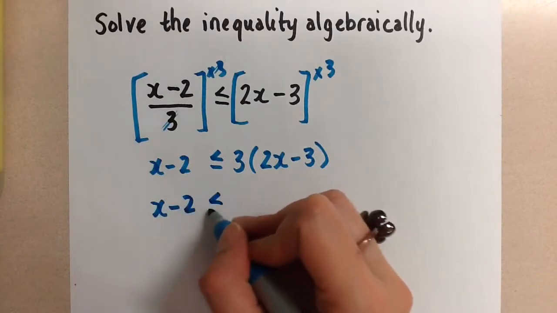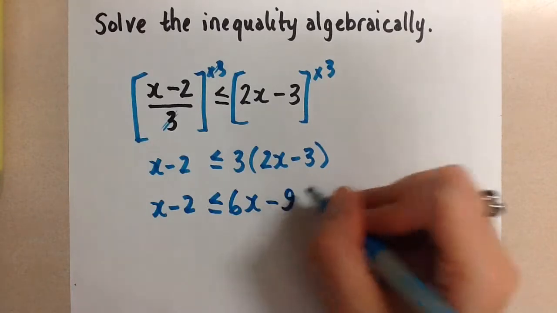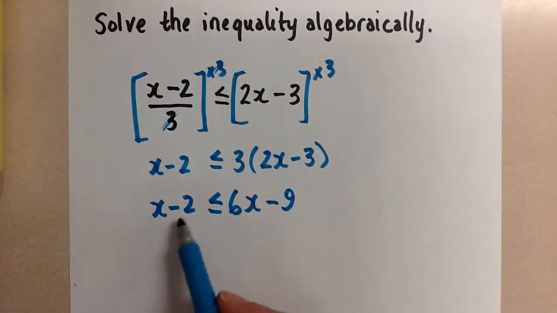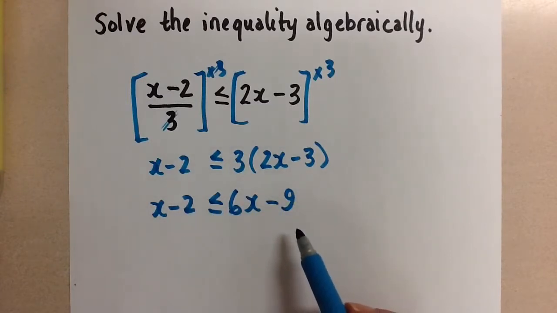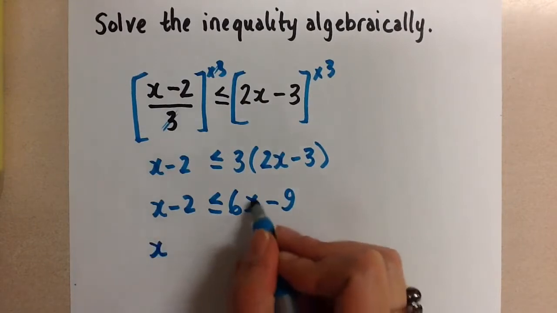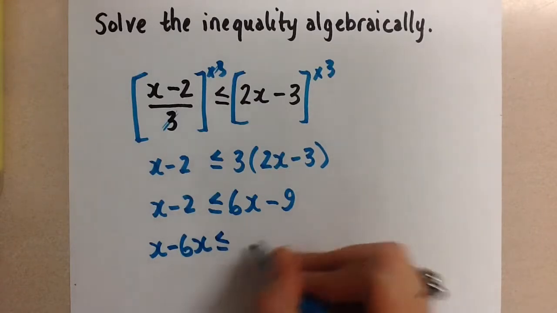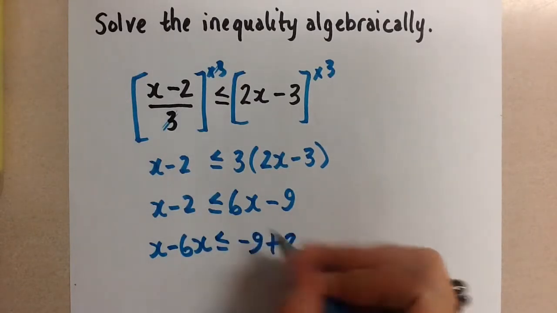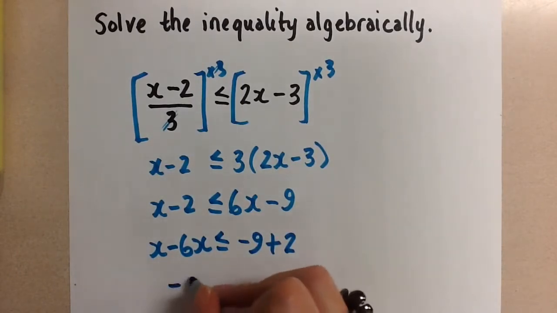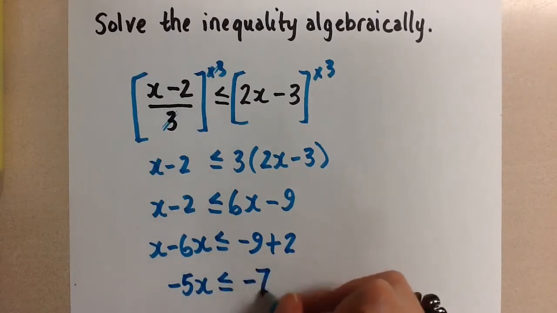x minus 2 is less than or equal to 6x minus 9. Okay, now we want to get the variables on one side and the constant terms on the other side because we are trying to isolate x. So here we'll do x. If we bring the 6x over, it'll be minus 6x is less than or equal to negative 9 plus 2, if we bring that minus 2 over. Okay, let's combine the like terms now. So on the left, we have negative 5x less than or equal to negative 7.